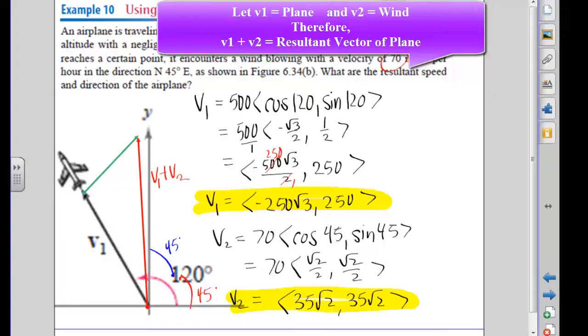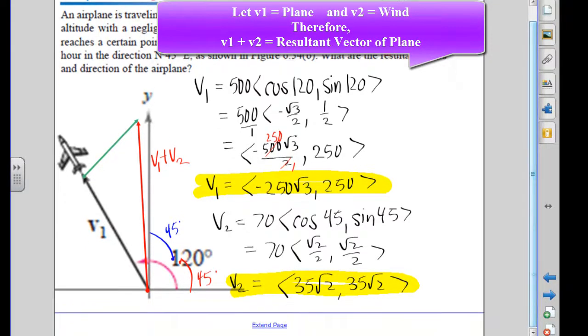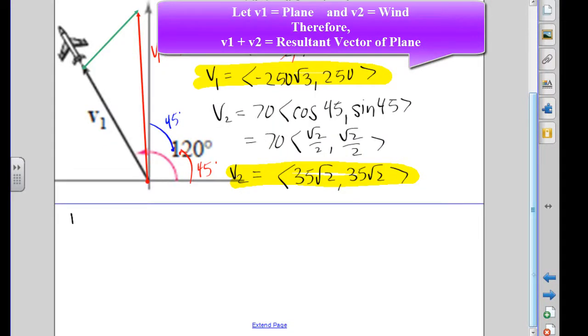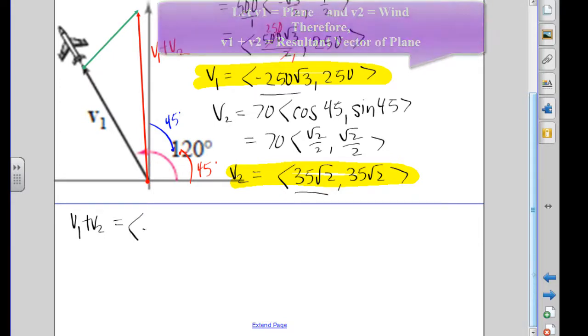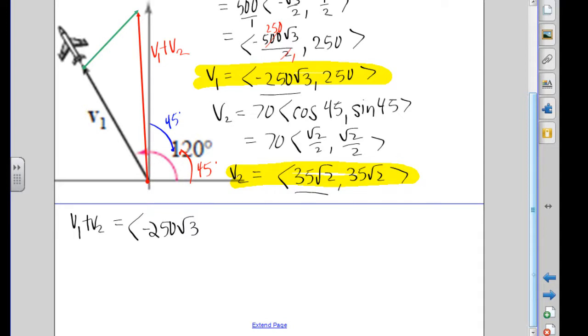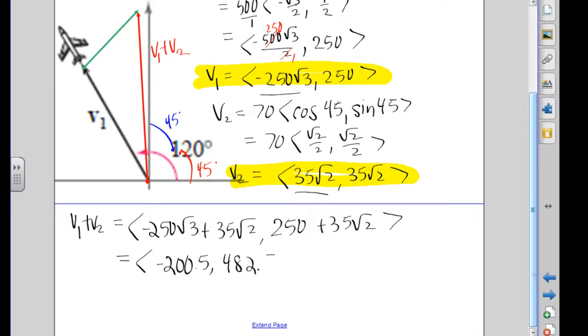So really, we're looking for what's this resultant vector. So if we add these, I can say vector 1 plus vector 2 is equal to, let's add the horizontal components, negative 250 root 3 plus 35 root 2, comma 250 plus 35 root 2. Grabbing your calculator, we can say that this vector comes out to approximately negative 200.5, comma 482.5. So remember, this is in component form.